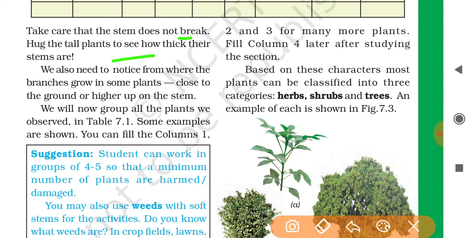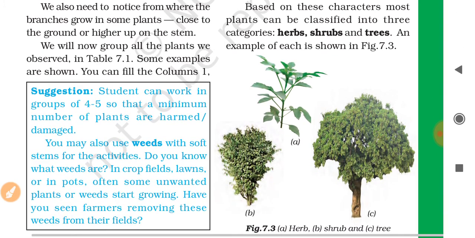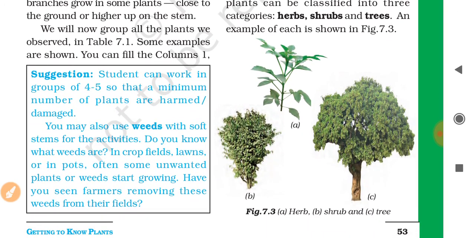Some examples are shown. You can fill the column first. Okay, so you have been given a suggestion also. Students can work in groups of 4 or 5 so that a minimum number of plants are harmed or damaged. Okay, you may also use weeds with soft stems for the activities.